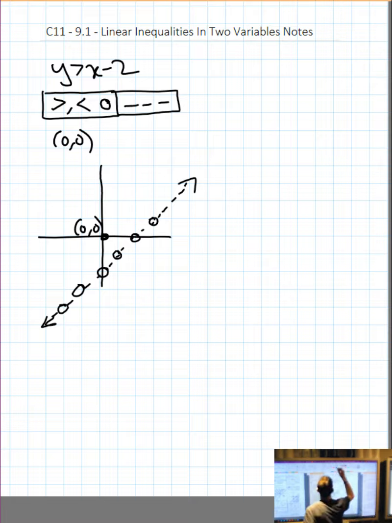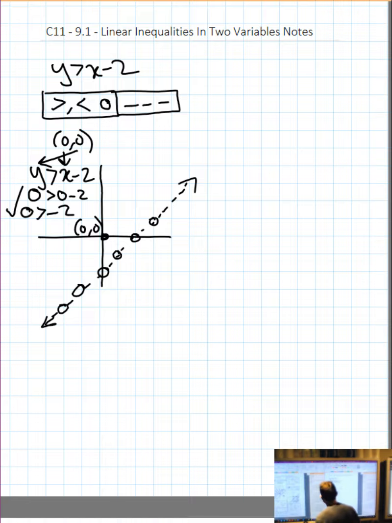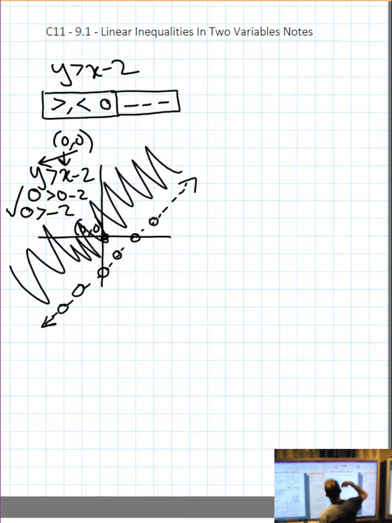I'm going to start by writing the equation down. Y is greater than x minus 2. I'm going to then substitute 0 for x and 0 for y. 0 is greater than 0 minus 2. 0 minus 2 is negative 2. 0 is greater than negative 2. Now, is that a correct statement? Yes. 0 is to the right of negative 2 on the number line, therefore it is greater. So it's correct. Check mark. We shade the 0, 0 side of the line.